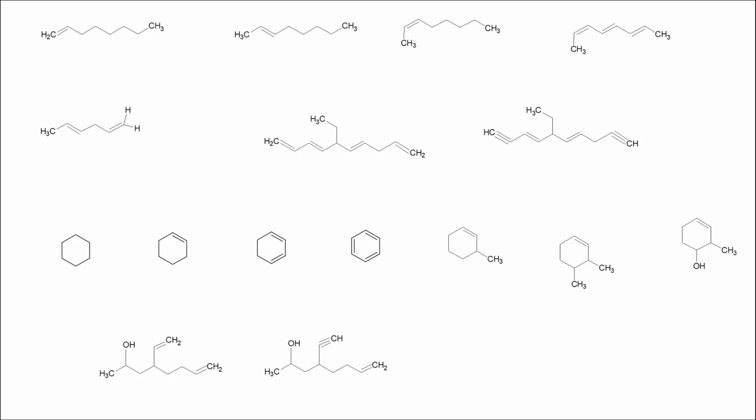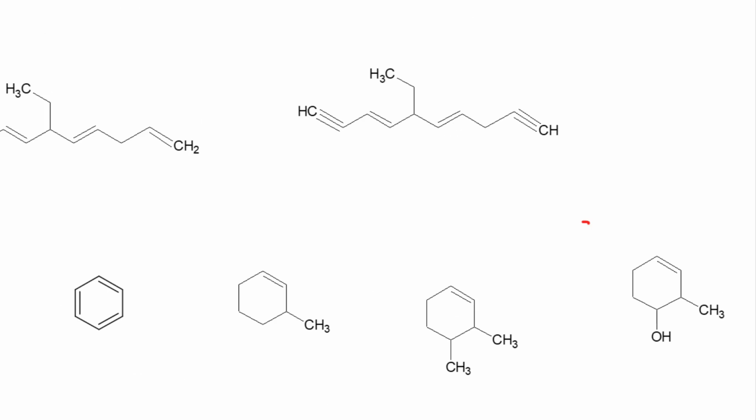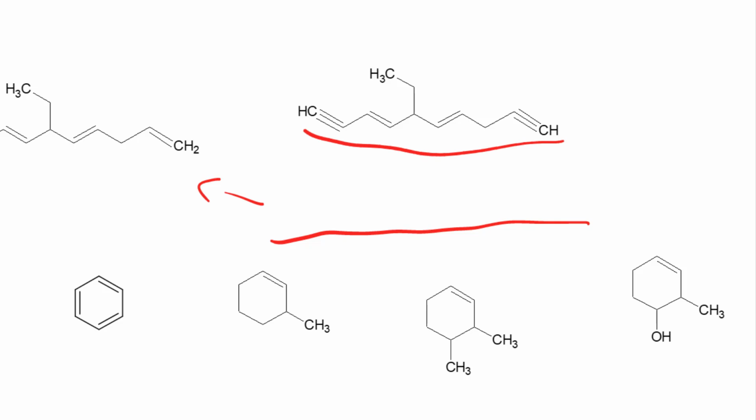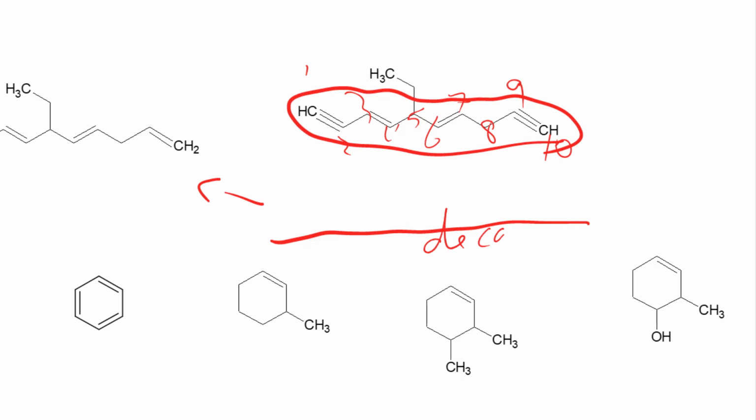Let's continue our naming adventure with the compound seen here. Very similar to the previous one that we just did. So if we were to count the carbons, I'm going to draw a blob around my longest chain. And if I were to count the carbons, we would see that we've got 1, 2, 3, 4, 5, 6, 7, 8, 9, 10. So again, we have a decane.